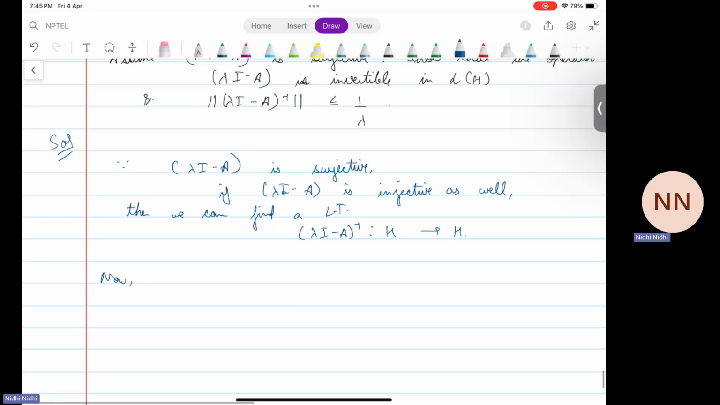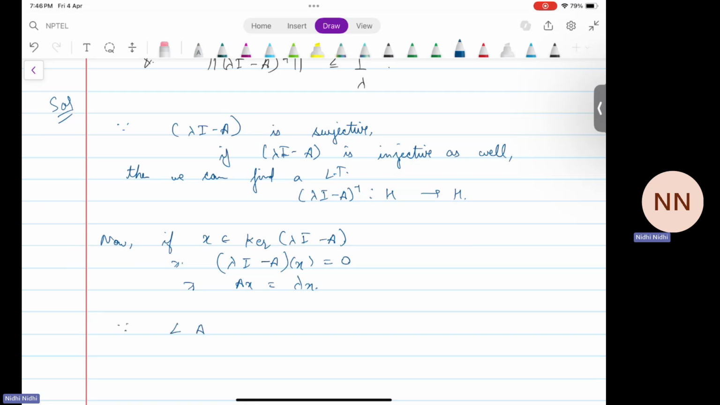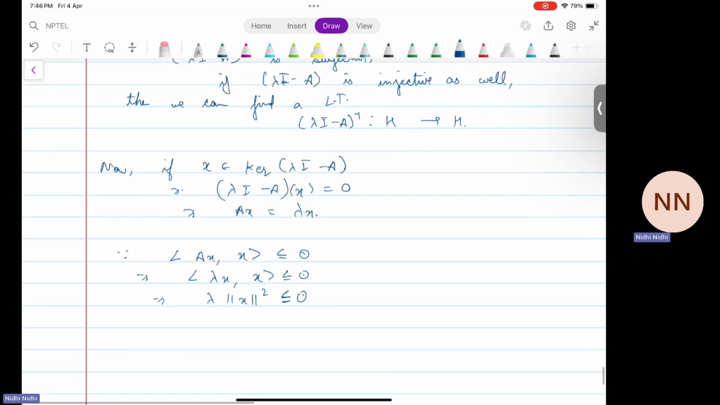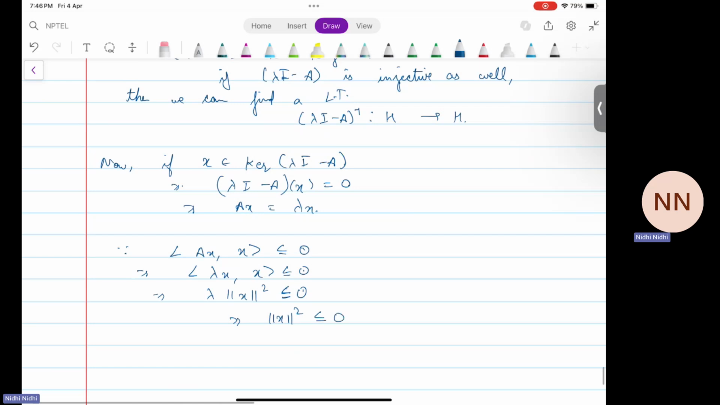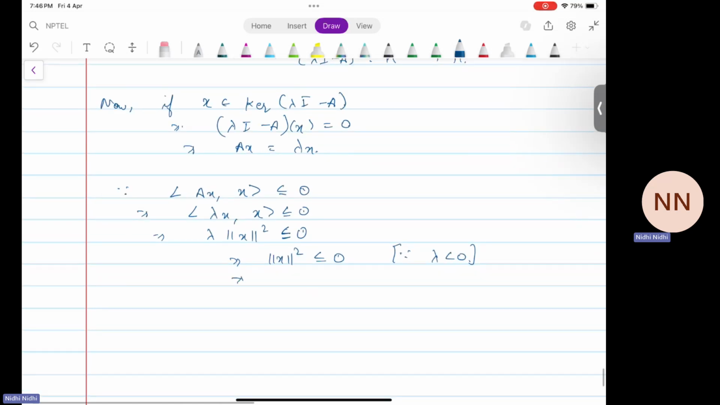Now suppose, in order to show that it is injective, we'll show that its kernel is singleton 0. Suppose some x belongs to the kernel of lambda I minus A, in that case we have (lambda I minus A)x equal to 0. That means Ax is equal to lambda x. So since the inner product of Ax with x is less than or equal to 0, we'll get lambda times norm x square less than or equal to 0. Now since we are given that lambda is strictly positive, we must have norm x square less than or equal to 0, and this holds only if norm x is 0, if and only if x is 0.